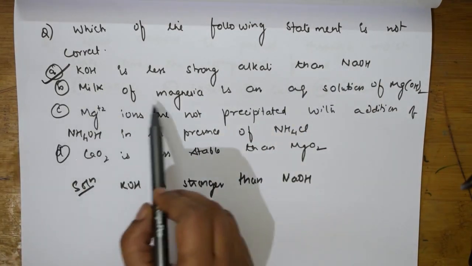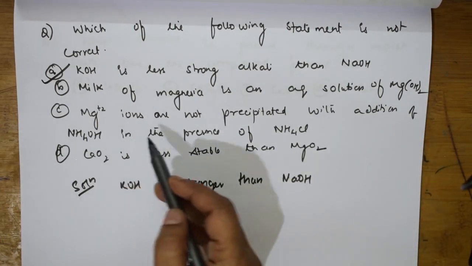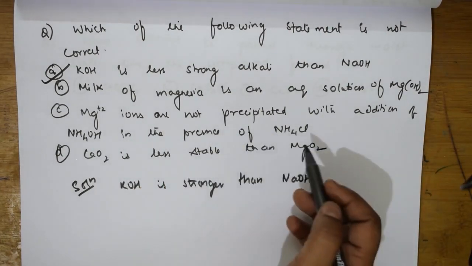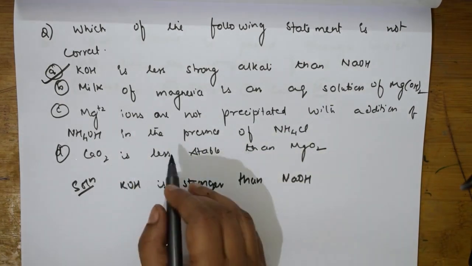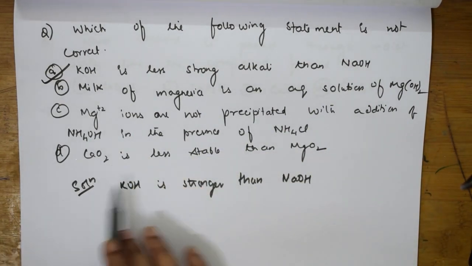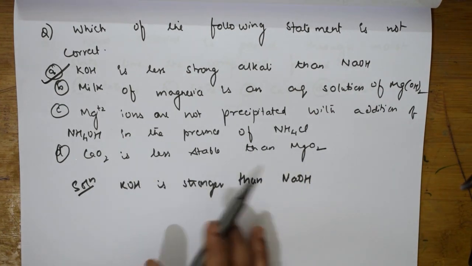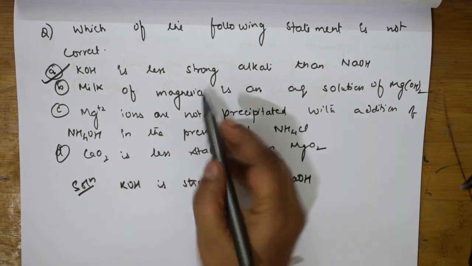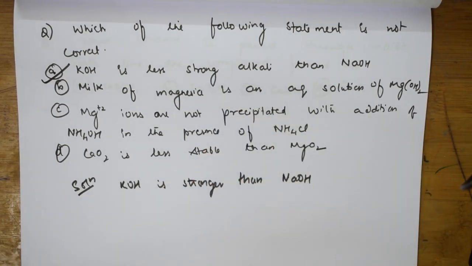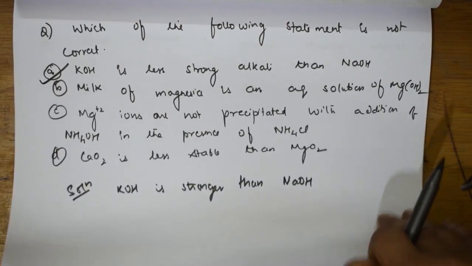Let us see. Milk of magnesia is an aqueous solution of magnesium hydroxide. That is right. Mg+2 ions are not precipitated with addition of ammonium hydroxide in the presence of ammonium chloride. Well, this is also right. Next, calcium oxide is less stable than magnesium oxide, MgO2. Yes, this is also right. So the wrong option is this, because KOH is stronger than sodium hydroxide. You need to see the options and remember the concept. Yes, let us go to the next question.